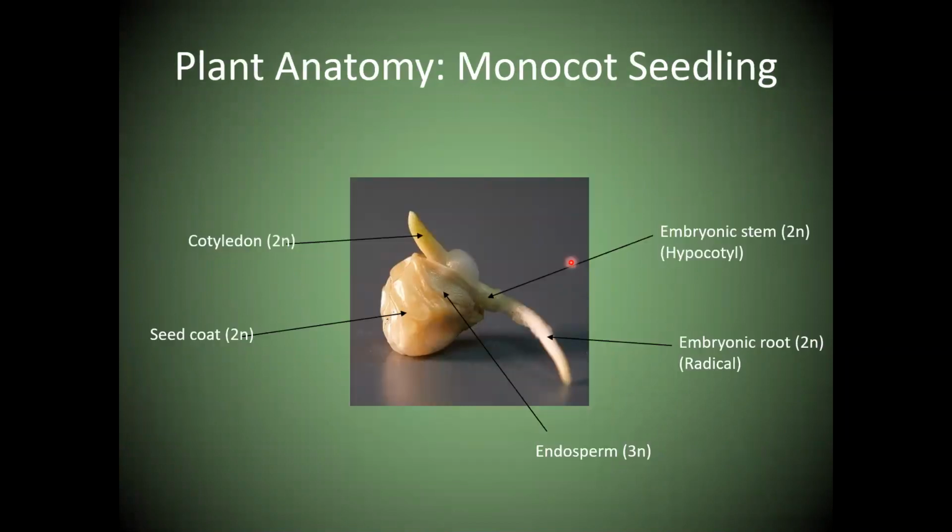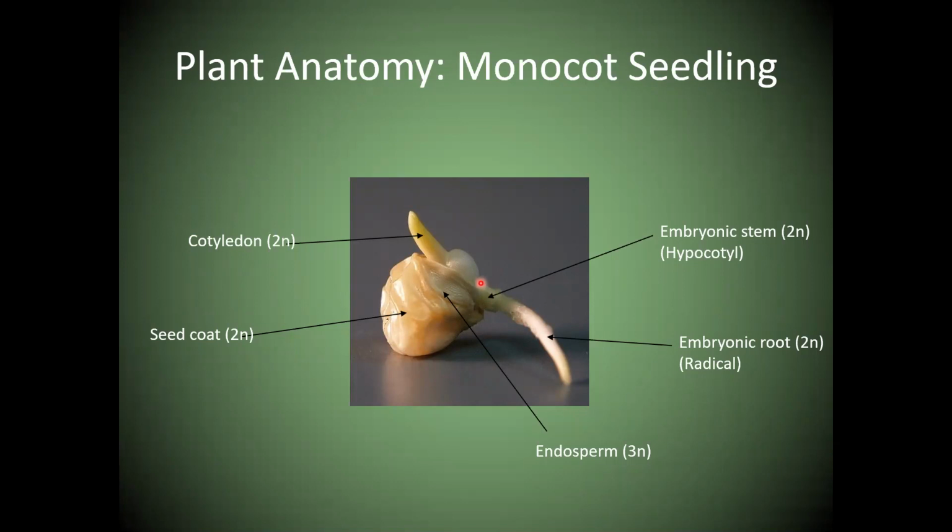Now let's look at a monocot seed, right? The same parts. You have the seed coat externally protecting the seed, a single cotyledon, not two halves of cotyledons, a single cotyledon, right? And then, of course, the radicle, the embryonic root, and then the hypocotyl, which is the embryonic stem, right?